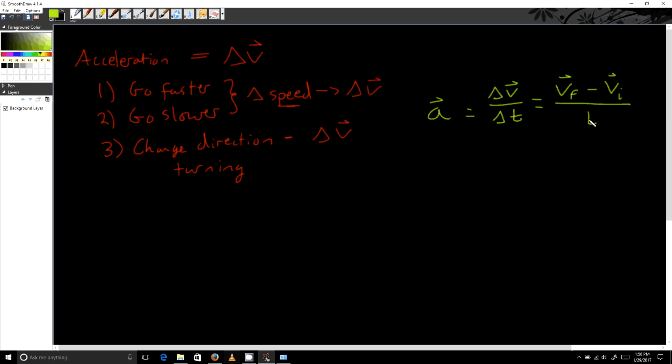I'm not going to do the same thing for time, even though it is technically there, because in 90% of acceleration problems, this time is given to you as a period of time, aka they give you delta t in the problem. So there's no need to calculate the change in time 90% of the time.